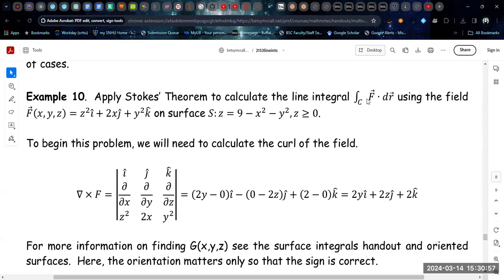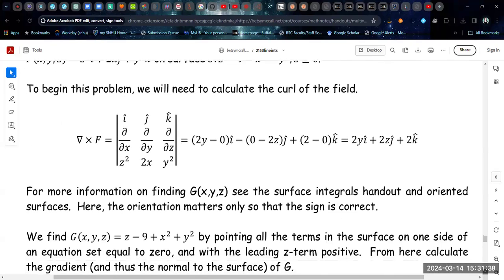So the first thing for our Stokes' theorem is we need to calculate the curl of our field. We're going to use our curl notation, and we're going to calculate our partial derivatives for all of the various components of our F field. When we do that, in our i component, the derivative with respect to y is 0 and the derivative with respect to z is 0. In the j component, the derivative with respect to x is 0 and the derivative with respect to z is 2z. And then in the k component, the derivative with respect to x is 2 and the derivative with respect to y is 0. And so we get this as our curl.